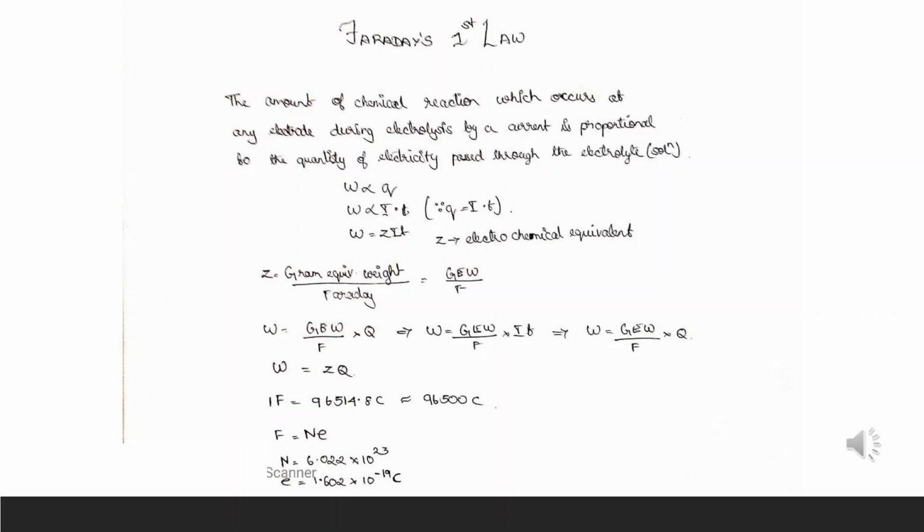We know that 1 Faraday equals 96,514.8 Coulomb, which can be approximately written as 96,500 Coulomb. F equals Ne, where N is the Avogadro number, whose value is 6.022 into 10 power 23, and e value is 1.602 into 10 power minus 19.